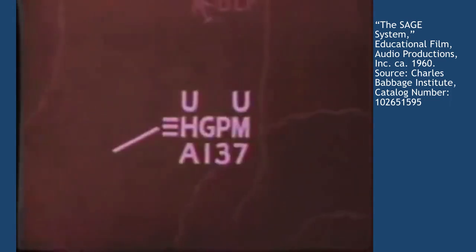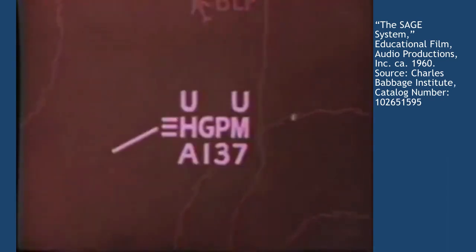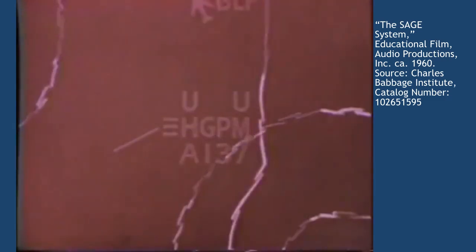The hostile track appears in this manner, with symbols which tell important facts. In this case, U means no interceptors have been assigned to the track. The second U, no ground-to-air missiles have been assigned. H, the track is hostile. G, tracking is good. P, the track is not yet assigned to a weapons team. And M means the track is at medium altitude, that is between 10 and 30,000 feet. A137 is the number assigned to the track. The vector line shows the direction and by its length the speed at which the enemy is flying.